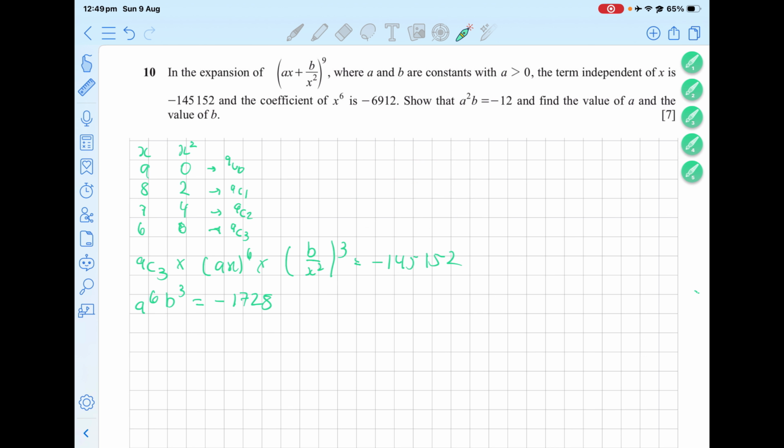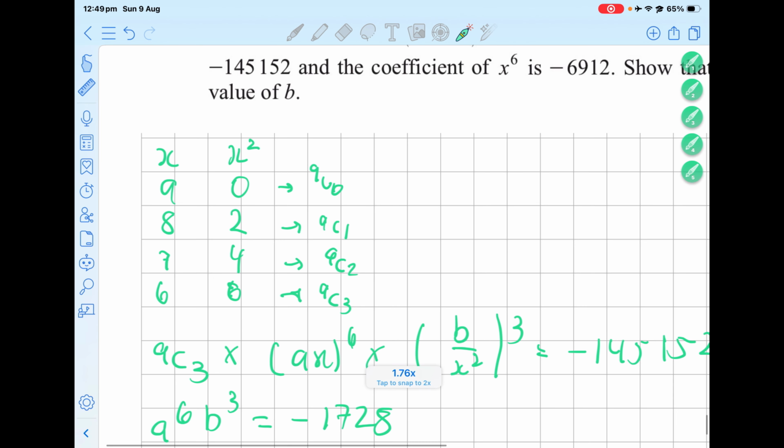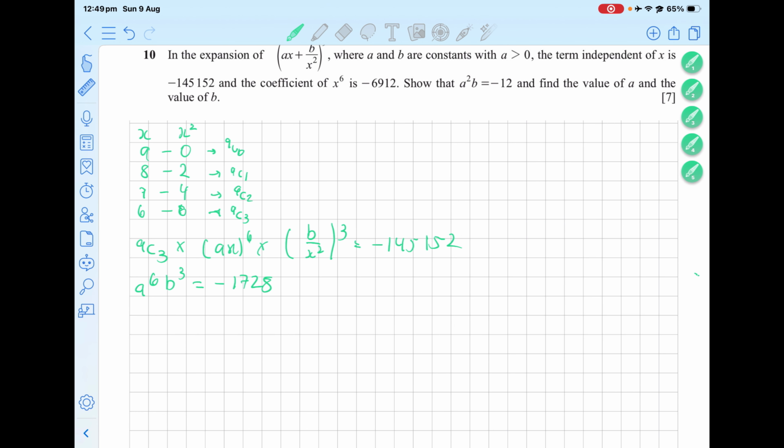Okay, so now the coefficient of x to the power of 6. So x to the power of 6, so 9 minus 0, 8 minus 2. Now 9c1 into ax to the power 8, ax to the power 8 into b over x squared is equal to minus 6912, and 9c1 is just 9, so 6912 over 9.